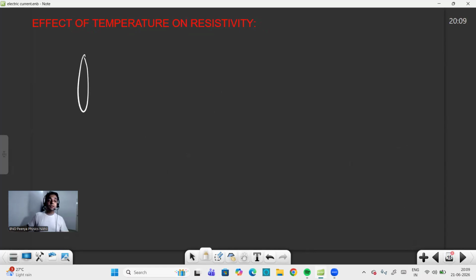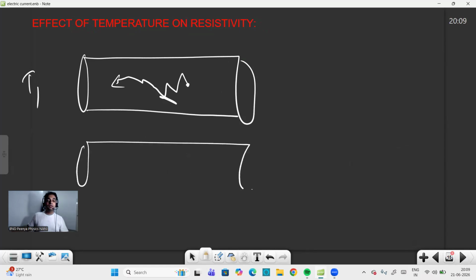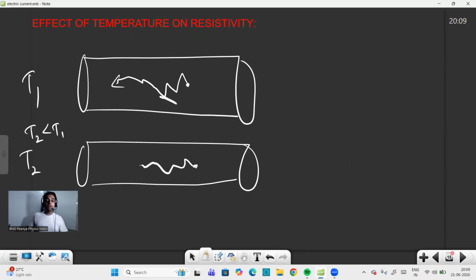So for example, if I take any conductor, correct? In that, what happens? Electrons are moving with a zigzag path. Let it be at T1 temperature. Now, if I lower the temperature in the same conductor, what will happen? If I lower the temperature, meaning T2 is less than T1, then this drift will what? Decrease.